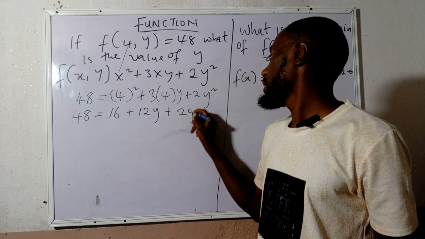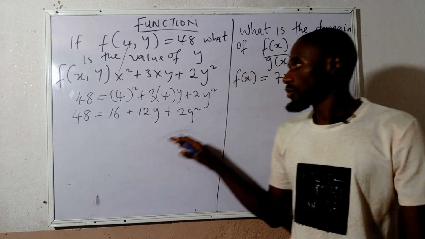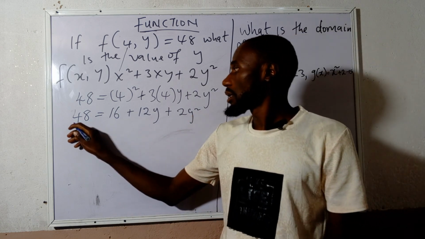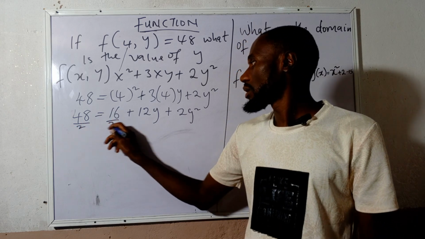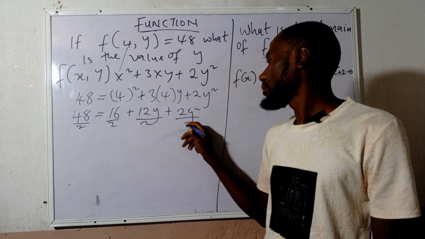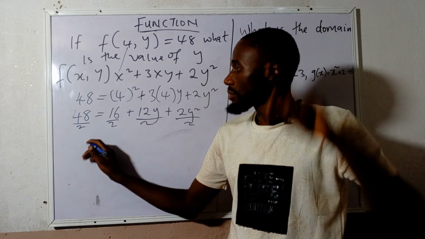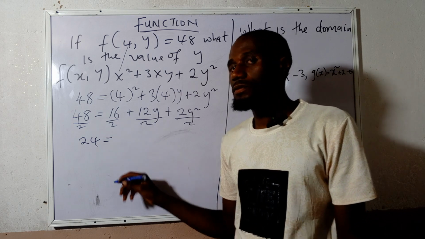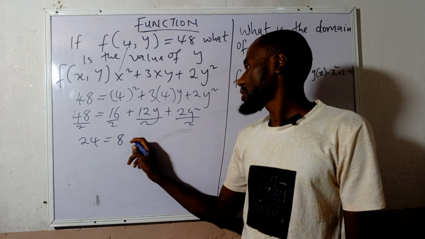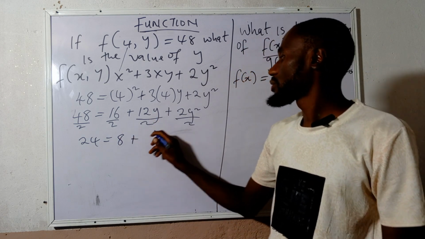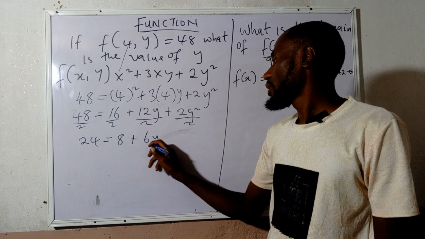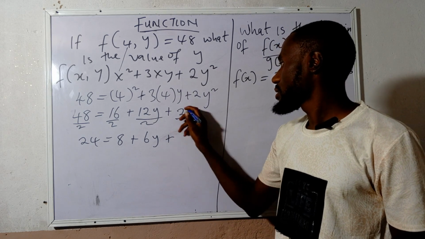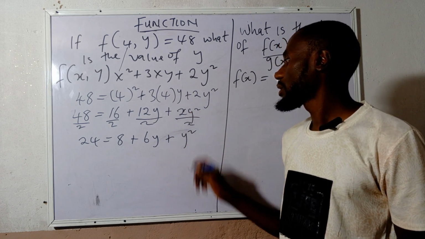plus 2y squared. Let's divide through by 2 since all are even. 48 divided by 2 is 24. 16 divided by 2 is 8. 12 divided by 2 is 6y. Plus 2, cancel 2, remains y squared.